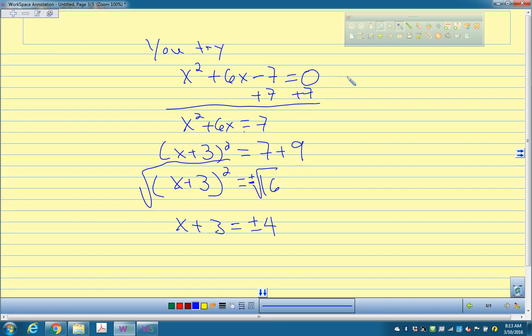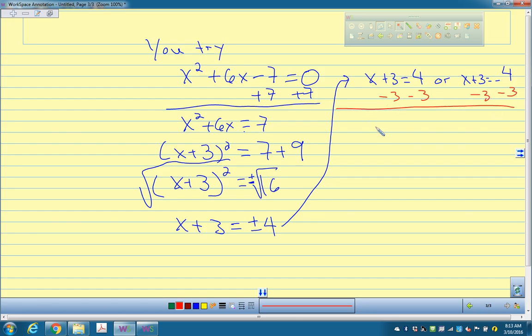There's 2 equations, because then I saw a bunch of you got to this point, well, you got plus or minus 1. So you have x plus 3 equals positive 4, or x plus 3 equals negative 4, and then you solve those 2 equations. Right? You subtract 3 from this, subtract 3 from this, subtract 3 from this, and you get x equals 1, or x equals negative 7. Okay? Most of you got that, right?